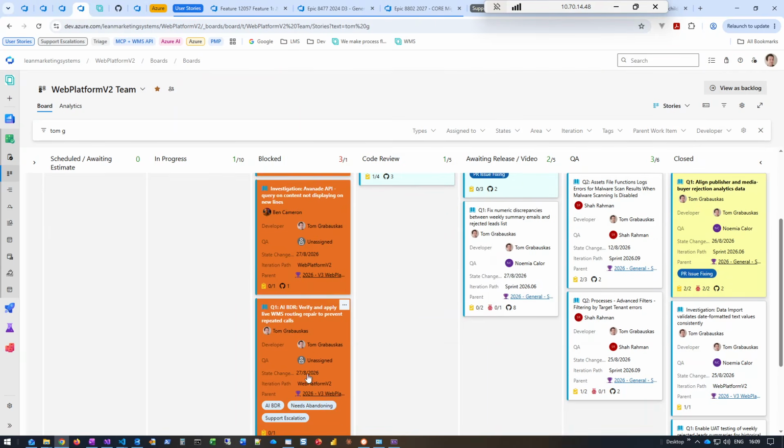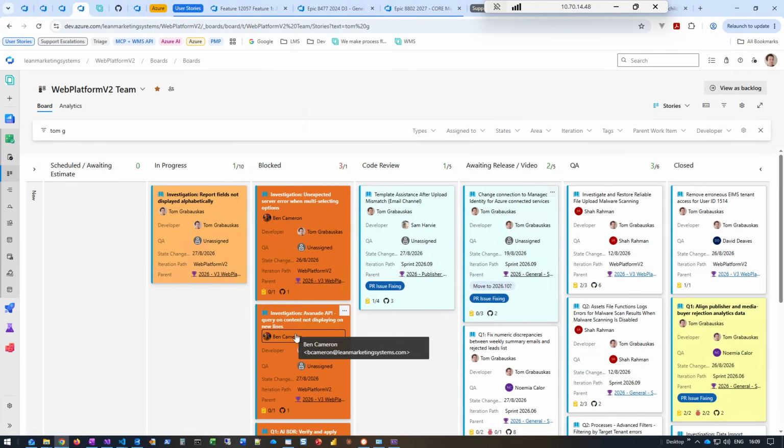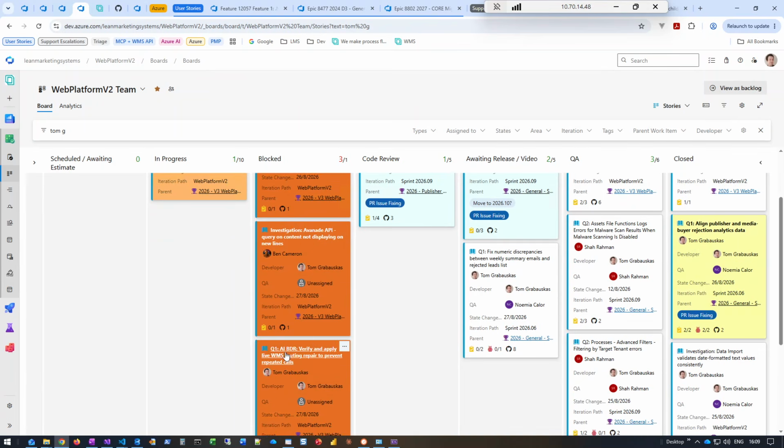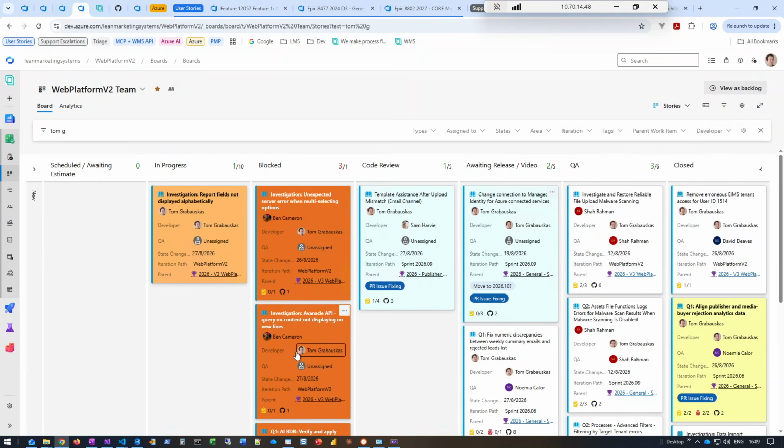Bunch of blocked stuff where I've investigated support escalations and these just need scheduling. The AI BDR one, I was investigating this. I think we've chosen to go a different route. So yeah, a couple of these need scheduling. That probably needs tidying up, closing off, I guess. Looking into another one now.